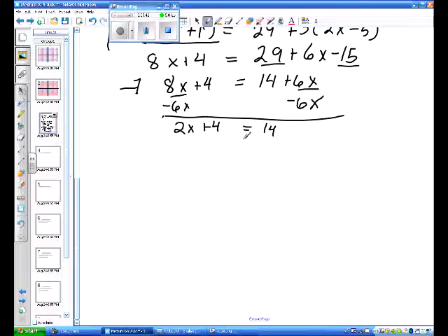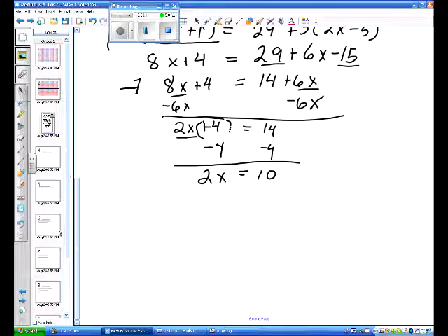And now we want to solve for our variable, so we want to get our variable term alone. That means that we need to make this plus 4 right here 0. So we again use our additive inverse property. We're going to subtract 4. But if we subtract 4 from one side, we have to subtract 4 from the other side. So what we're left with is 2x equals 10.